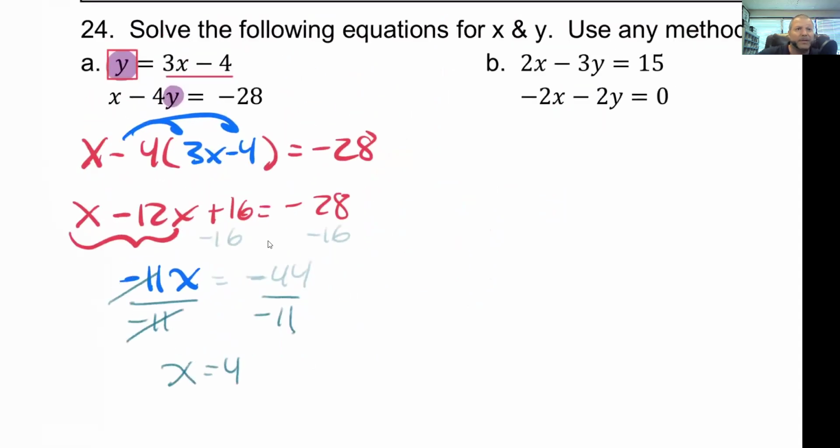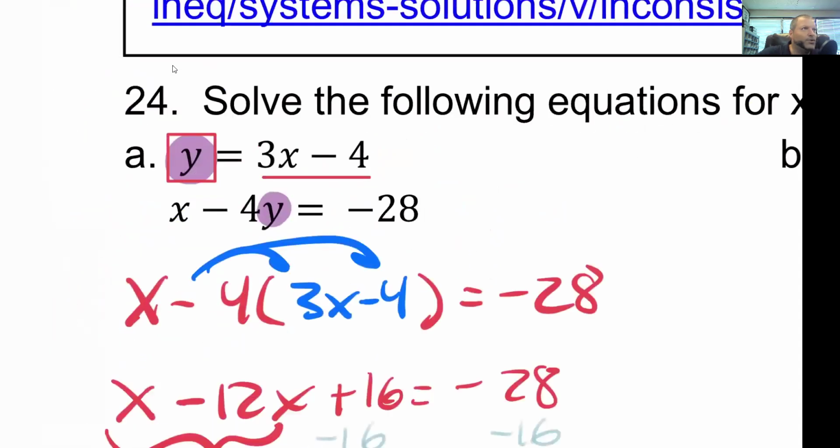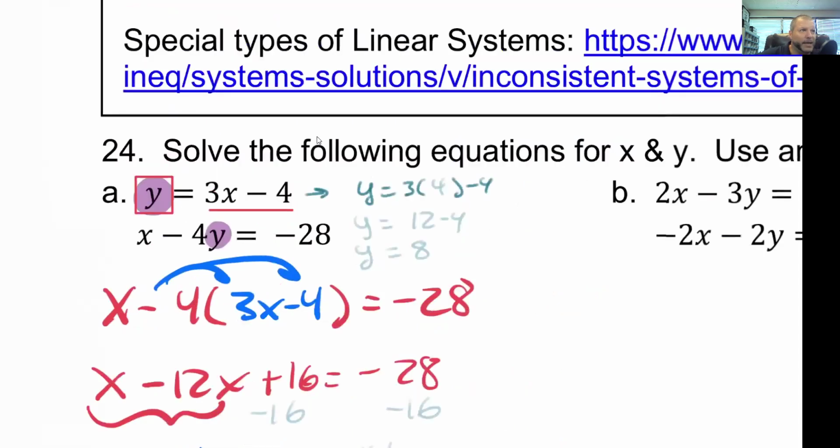The nice thing about substitution is that you'll always have an equation that's just ready to throw an x into. So y equals 3x minus 4, but we now know that x is equal to 4. We just found that it's 4. So we're going to get 3 times 4, which is 12, minus 4. So that's going to equal 8. So y is equal to 8.